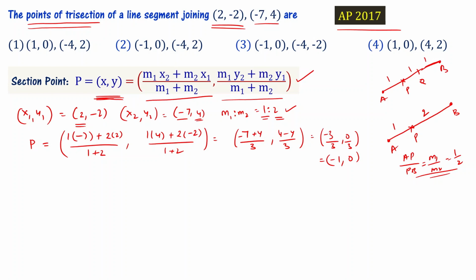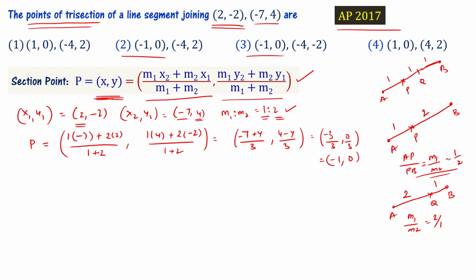Minus 1, comma, 0 is there in choice 2 and also in choice 3. So it means we have to find point Q also. Okay, to find Q, you look at this again, this line AB, and when you have Q here, this is dividing in the ratio of 2:1. Okay, that means m1 is to m2 is 2 divided by 1.